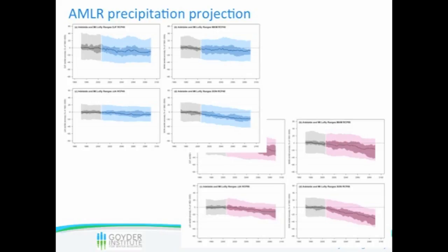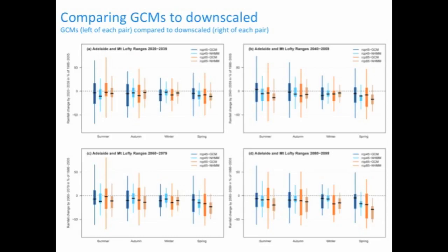And so maybe the point to emphasise is the strengthening of that change with the higher concentration scenario, and the fact that the spring season is relatively more decreased than the other seasons, and the large range across the multi-model downscaled ensemble.